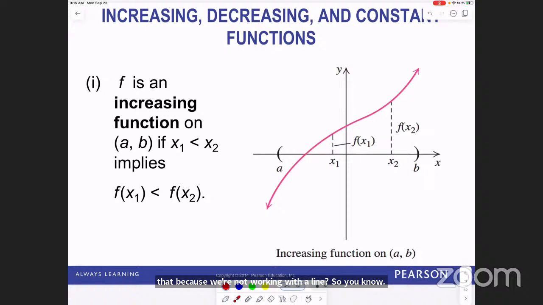So this is how we're going to describe it. It's similar to how we talked about positive slope. We call this an increasing function, right? So again, graphically speaking, as we trace the image from the left to the right, it increases.